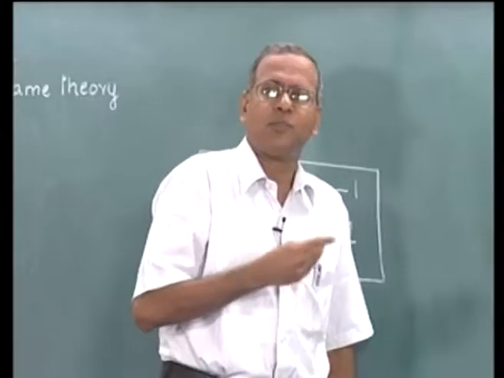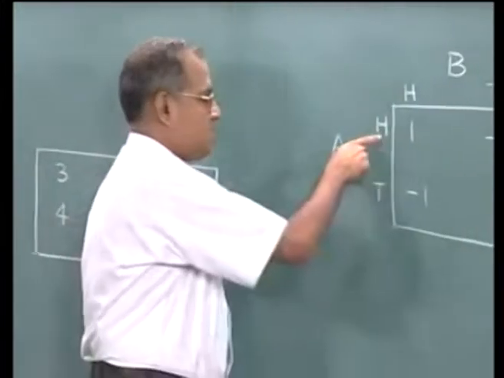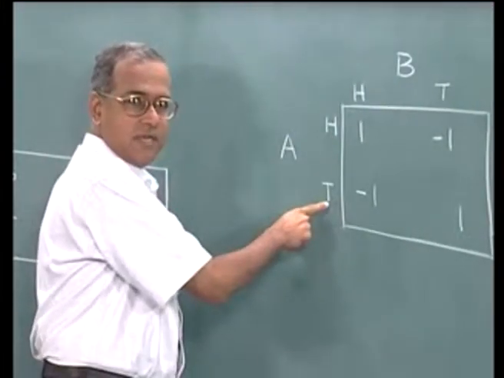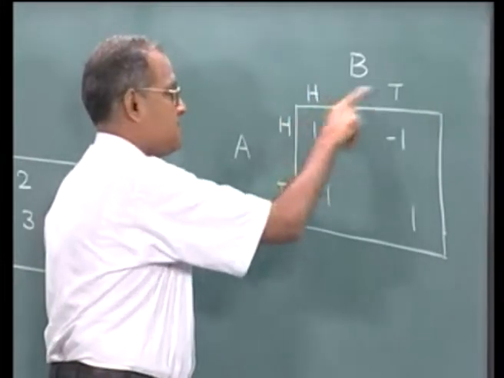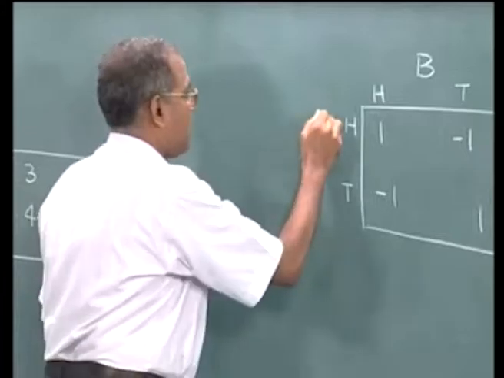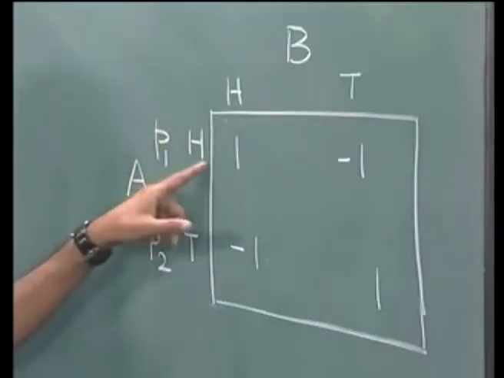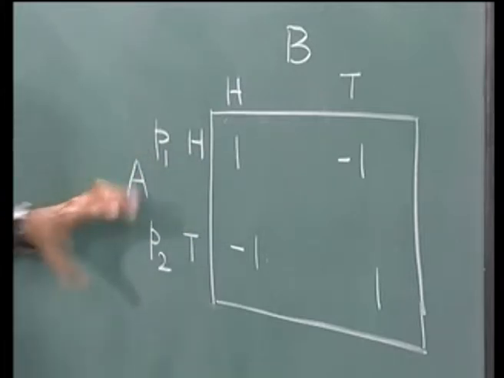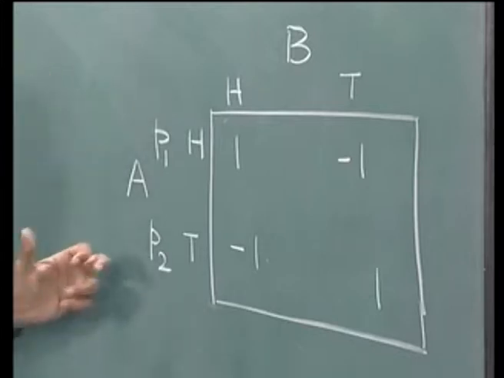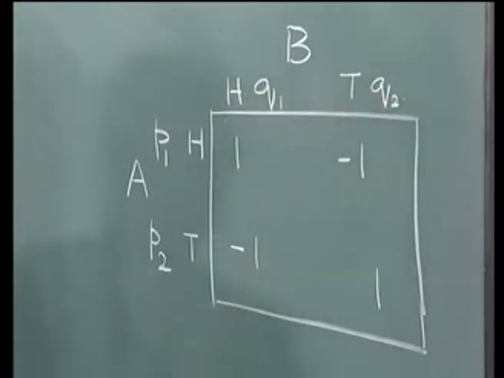So, the decision that both of them have to take is, what is the proportion of times A plays this strategy, what is the proportion of times A plays this strategy. Similarly, what is the proportion of times B plays this and B plays this. So, we call these proportions also as probabilities. A plays this strategy with probability P1 and this one with probability P2, or P1 proportion of times plays this and P2 proportion of times plays this. Similarly, for B we call it as Q1 and Q2.